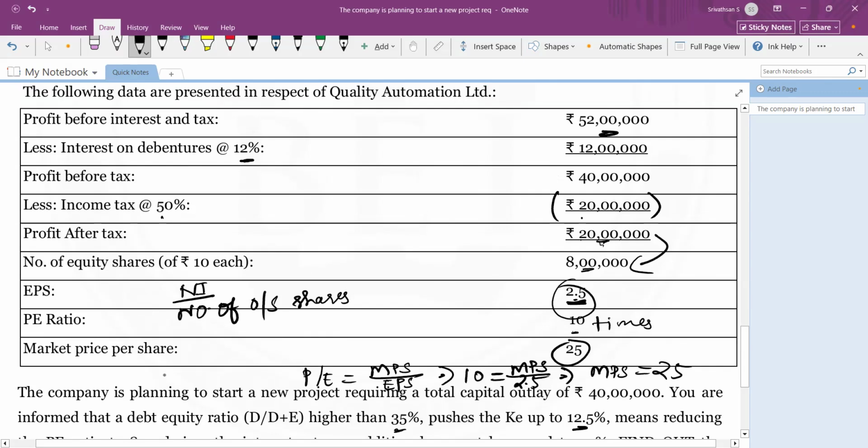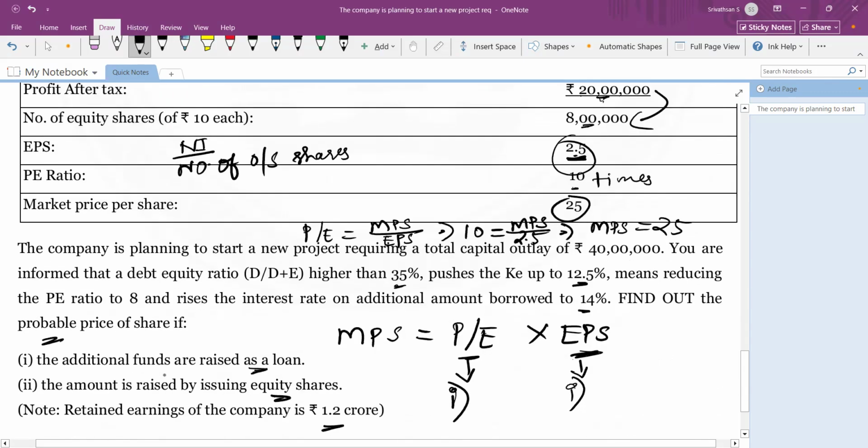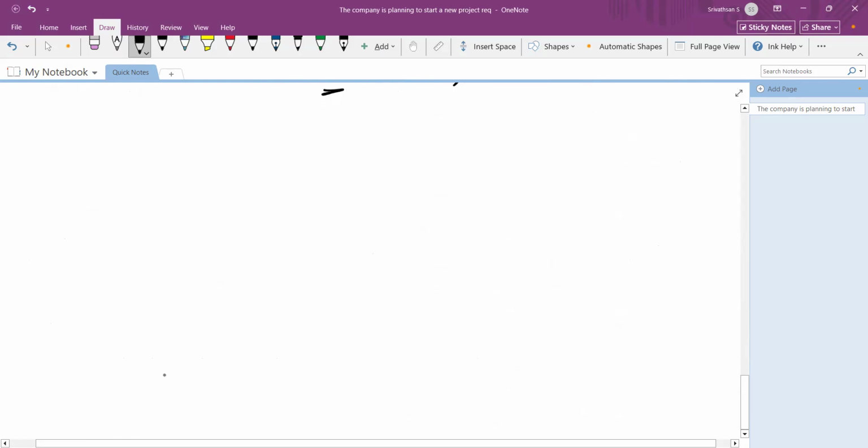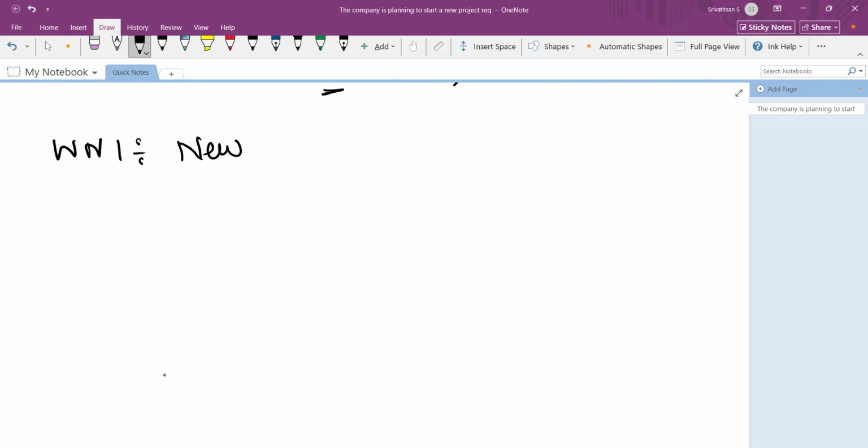No. Why? Because the company is employing an additional 40 lakh rupees of capital into the business. They are employing more capital, so obviously the EBIT of the company should increase. So we need to calculate that new EBIT first, right? Working note number 1, new EBIT. For calculating new EBIT, let's take this formula.